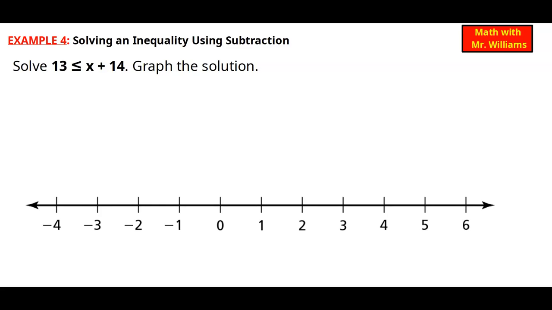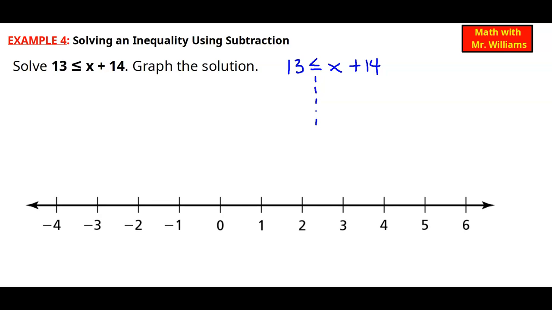Math with Mr. Williams, example 4. Solving an inequality using subtraction. Solve 13 is less than or equal to x plus 14. Graph the solution. So let's start off by writing down our inequality. Okay, now let's do our line of inequality, which is just a dotted line. All right, so let's use our inverse operations here.